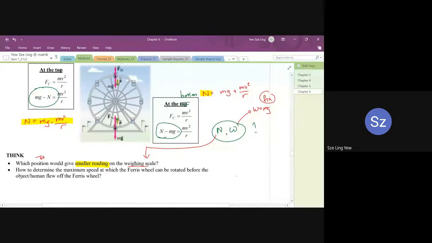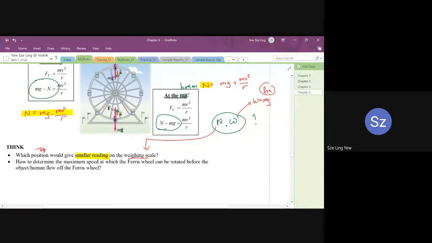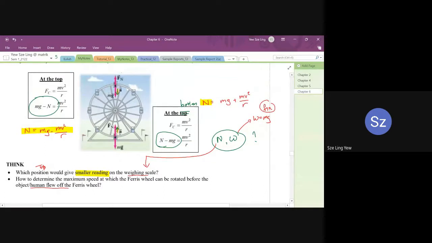The second thing: how to determine the maximum speed. Now you're inside the Ferris wheel, and this Ferris wheel has gone crazy. The speed keeps increasing. So what is the maximum speed at which the Ferris wheel can be rotated before a human flies off the Ferris wheel? It's rotating at a very high speed. What is the maximum speed before the human flies away from the Ferris wheel?